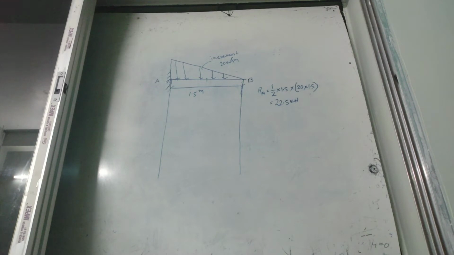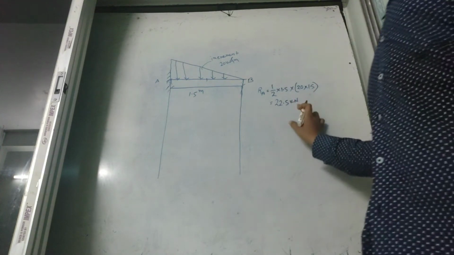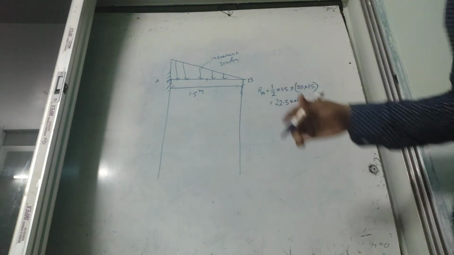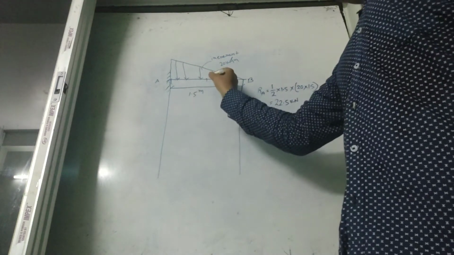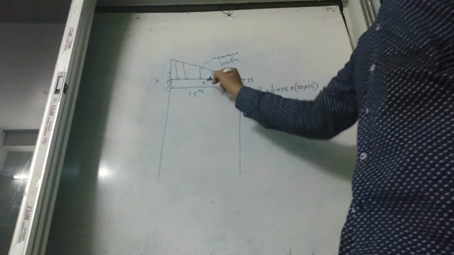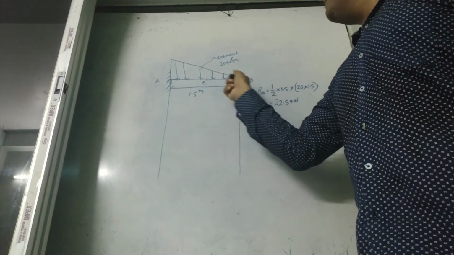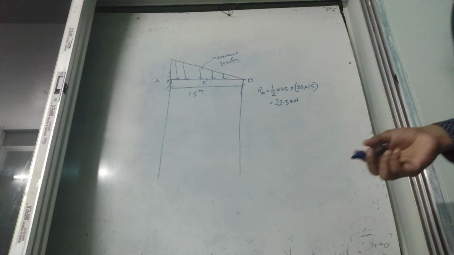1.5 into 20 into 1.5, 22.5 kilonewton. Because in case of shear force, only the force unit is given. 22.5 kilonewton. This is AB, and I will name the point C, which is the midpoint. This is the middle point, which means the length from the B side is 0.75, and from the A side also 0.75.